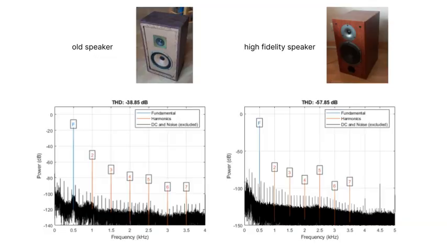Then we carried out comparative measurements between a high-fidelity loudspeaker and an old loudspeaker likely to present non-linearities. We actually obtained a higher THD for the older speaker, which presents almost 20 decibels of additional distortion.